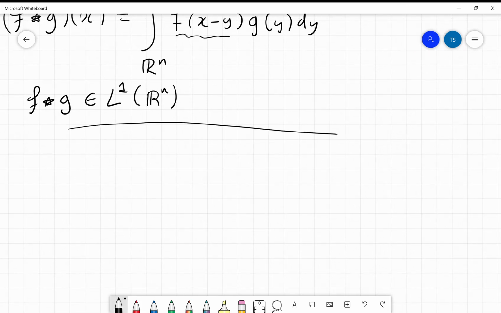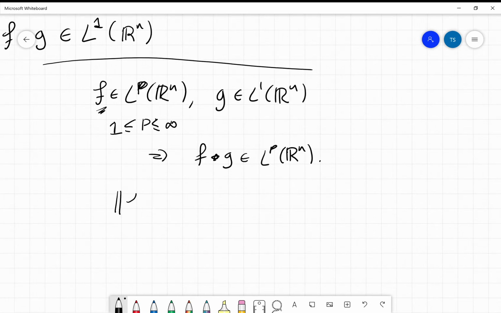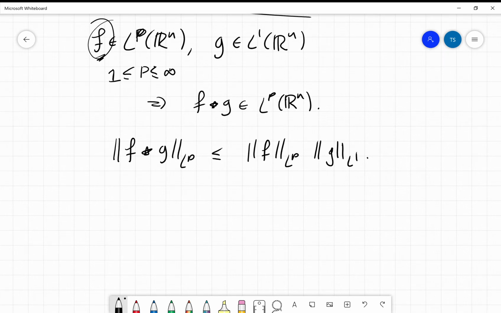And also a very useful result too. If one of the functions is regular enough, so it happens to be in an LP space in general, then the entire convolution is going to be in the LP space of Rn. And furthermore, the LP norm of the convolution is bounded above by the LP norm of the function f, in this case, times the L1 norm of g. So of course, this is not Holder's inequality directly, right?